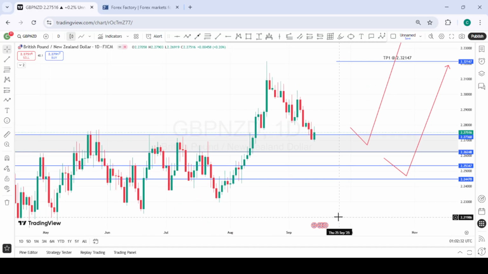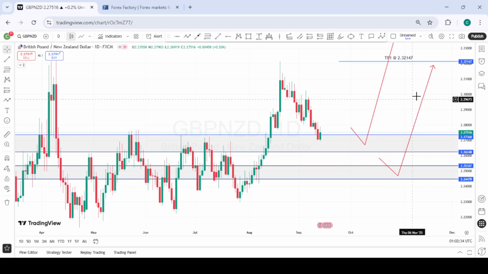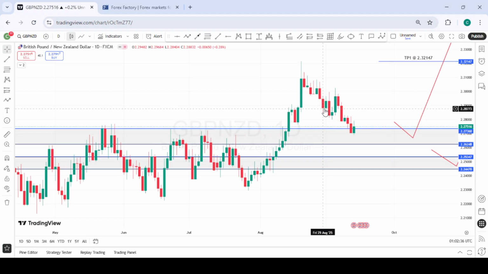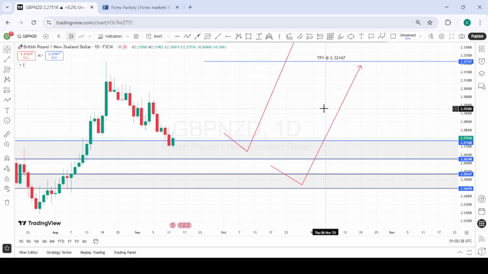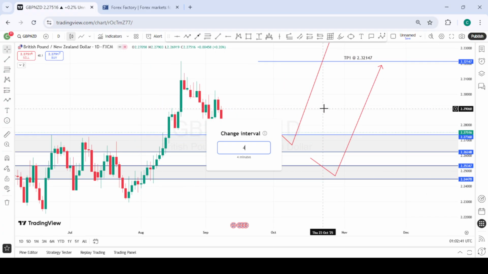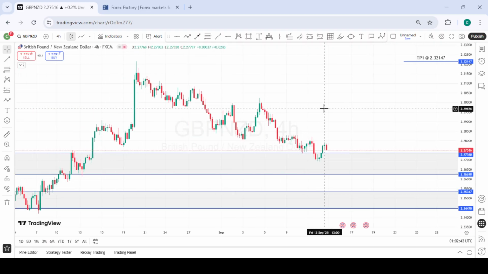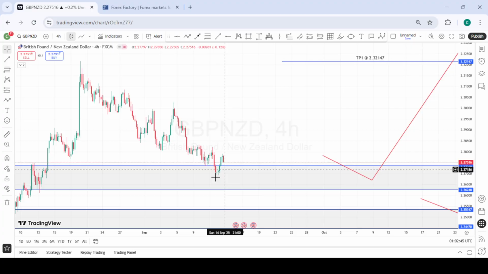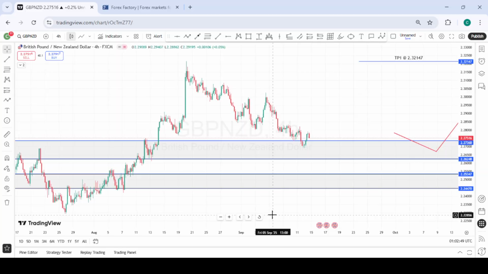To the next, we have GBPNZD. So price has actually made its way to this very first area of interest, and we're looking forward to some buying opportunities from this zone. If we don't get it and price breaks this very first zone and comes to the second zone, we'll be looking out for those buying opportunities.